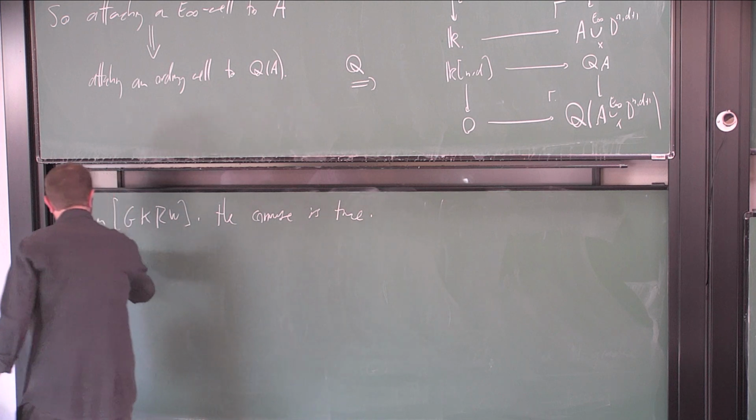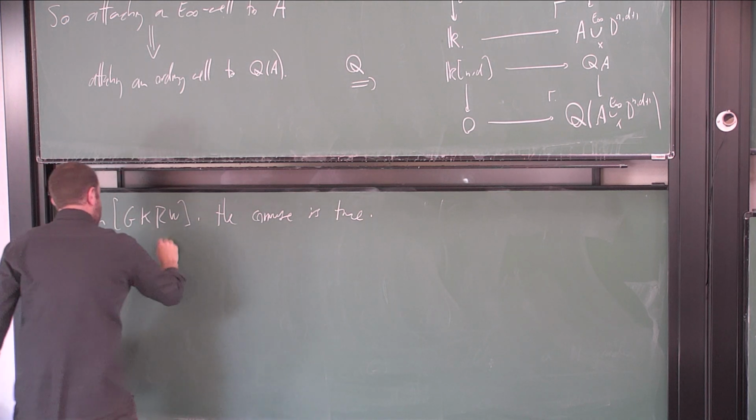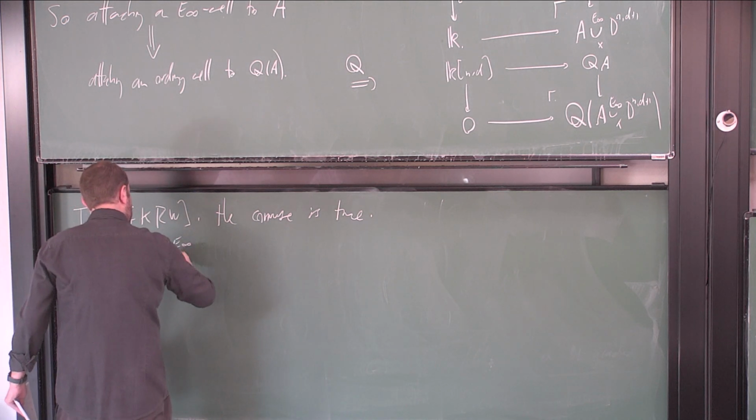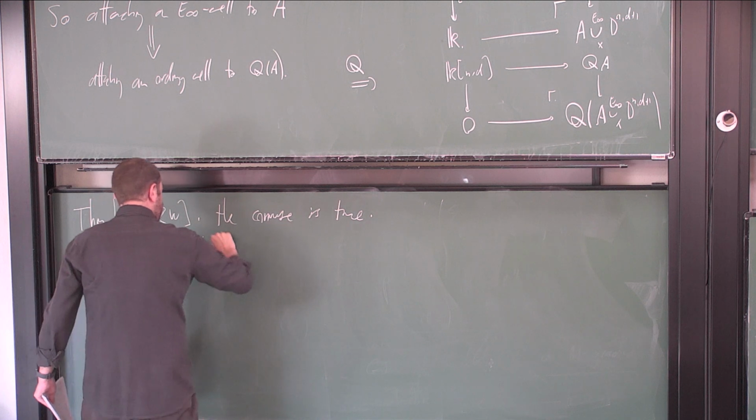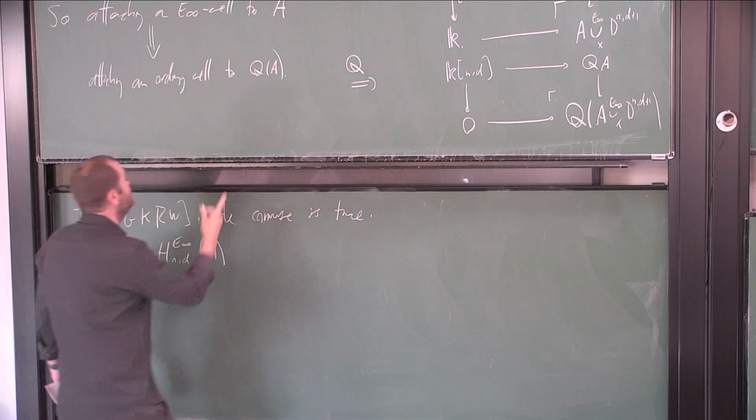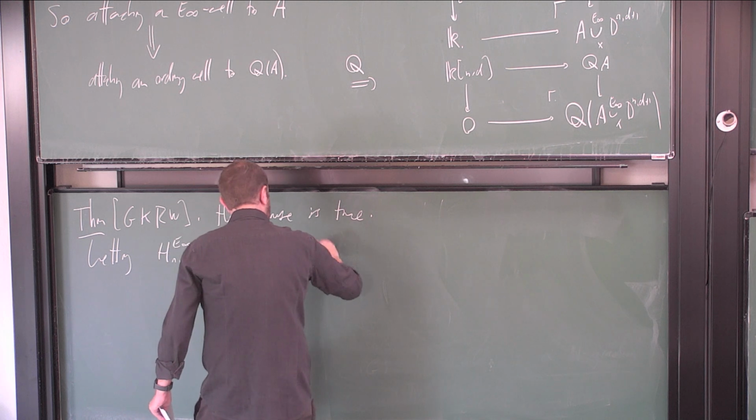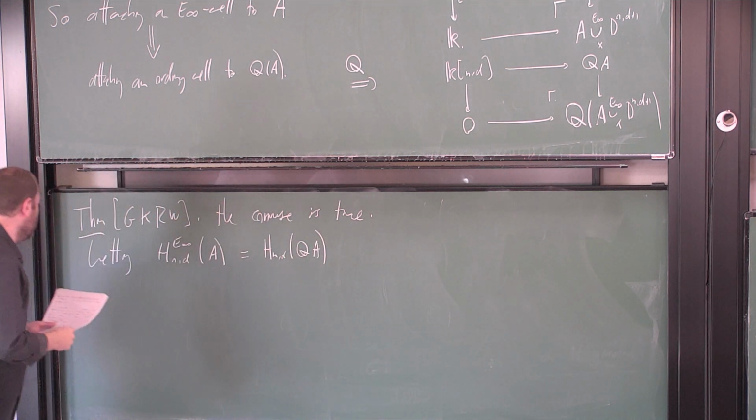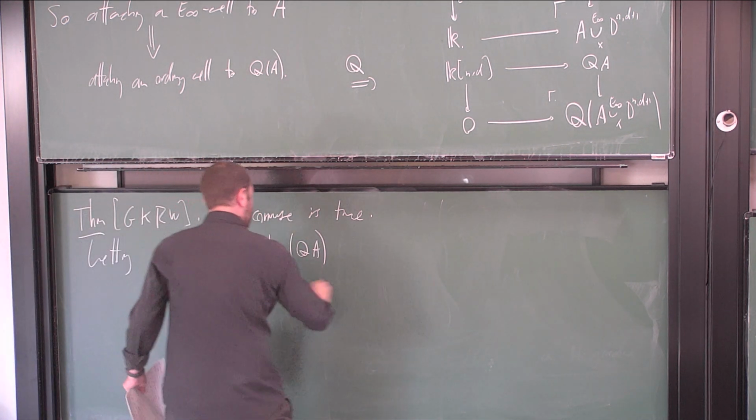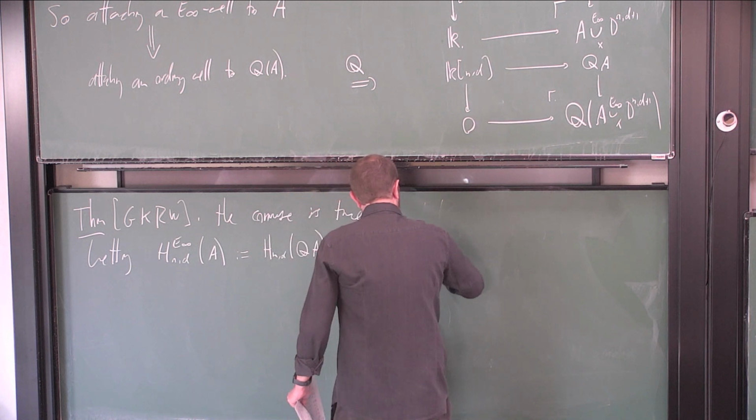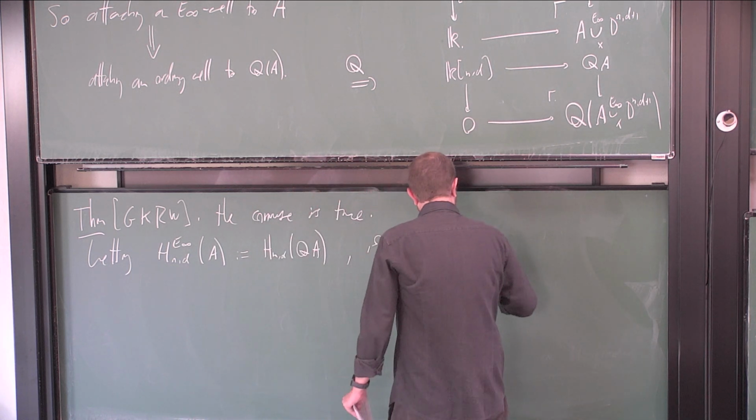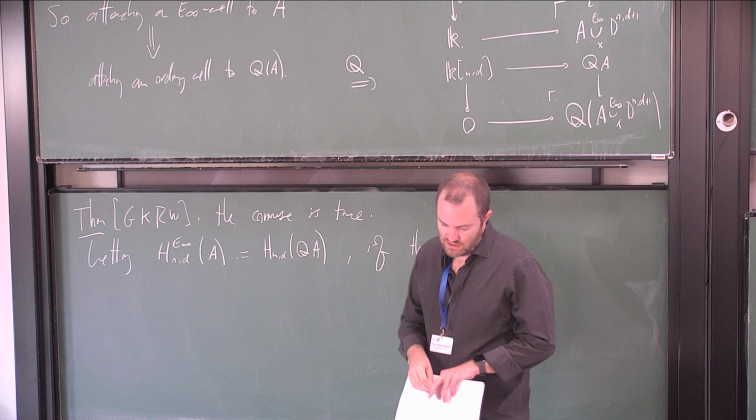What that means is that if I define the E infinity homology of A, and what that just means is the ordinary homology of this QA object. If this, how do I want to say it?